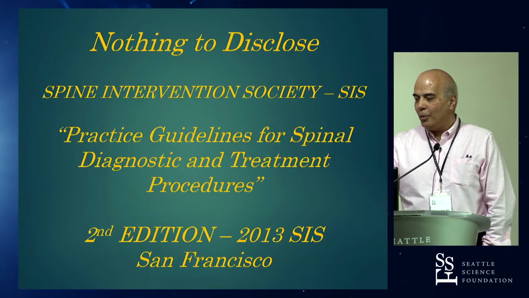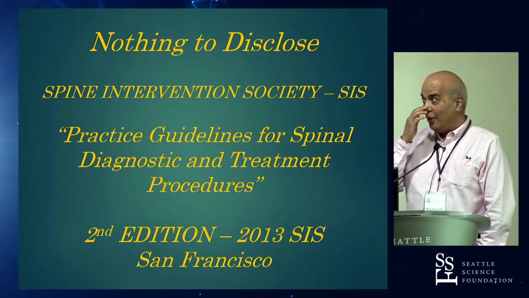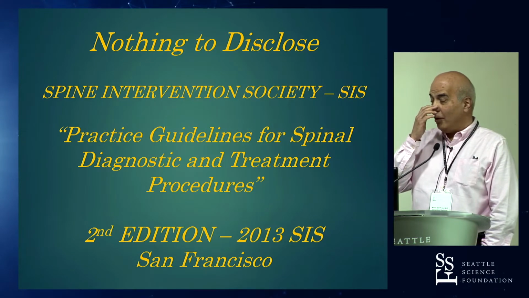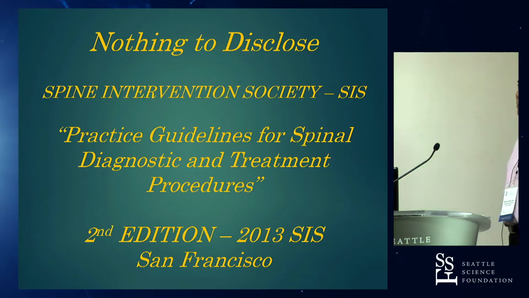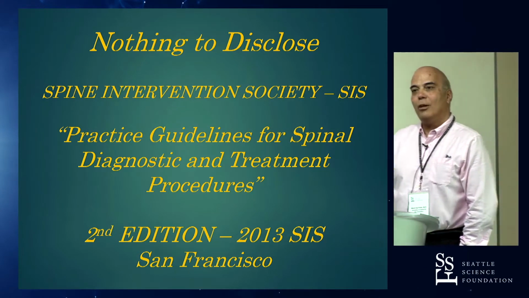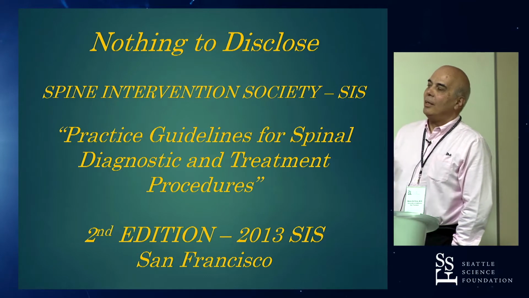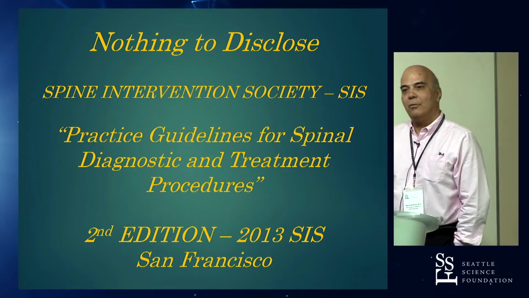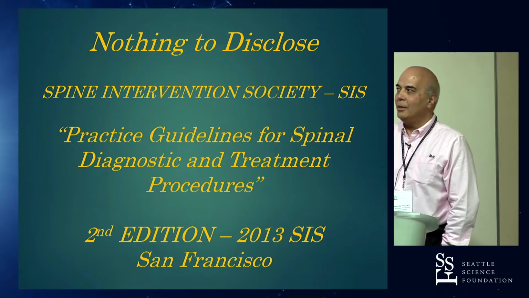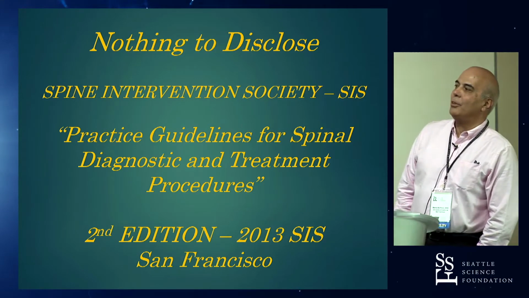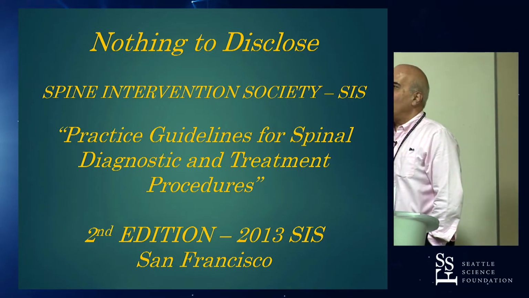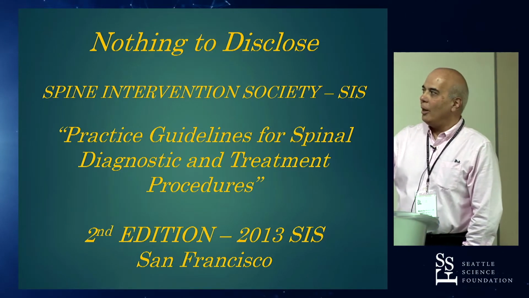I have no disclosure other than the fact that I am a huge fan of the Spine Intervention Society, and I'm a member, and I became a member specifically to buy their second edition of their guidelines for interventions. The first guidelines came out in 2003, and the second edition came out 10 years later in 2013. So I'm hopeful that they will come out with another edition in 2023.